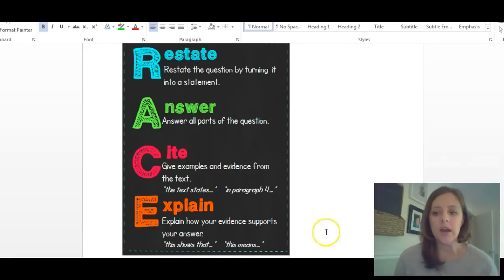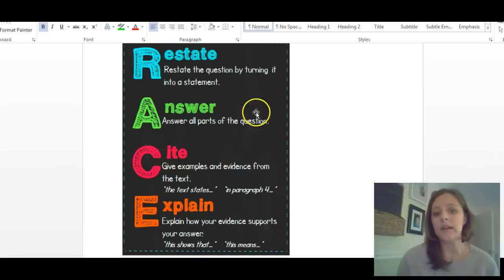So let's get started. You're going to see that each letter in RACE is an acronym. It stands for a different step in your short answer constructed response. So you're always going to start off with restating the prompt or the question that you're being asked. That's going to be your topic sentence. So you just turn it into a statement. You use as many words as you can from the prompt. If they reference a specific piece of literature, I would expect to see at minimum the title in that restatement. You could even go a step further and do the author and the title. That would be a really nice way to start.